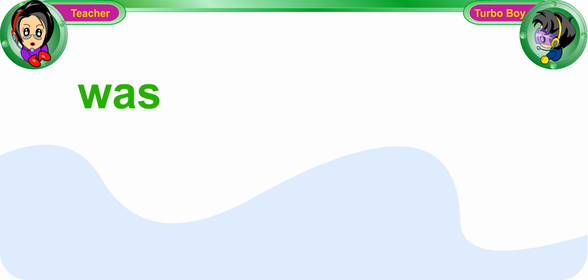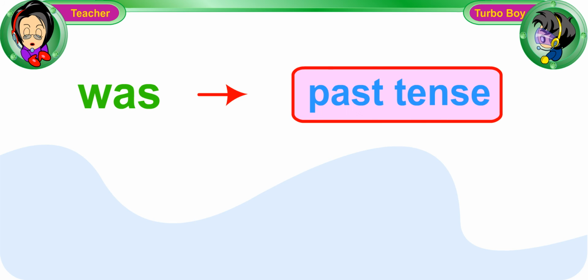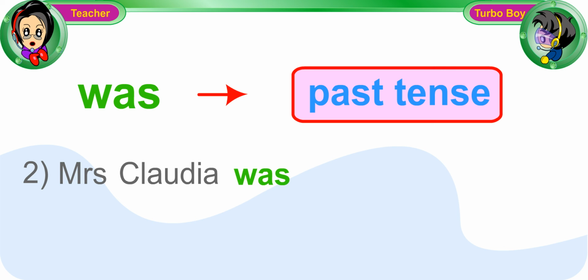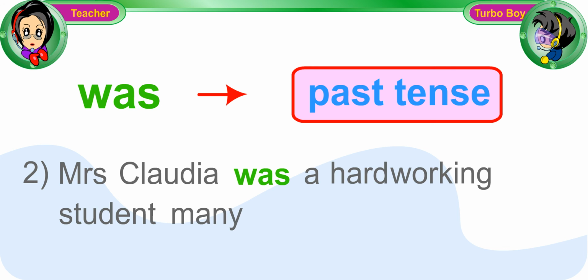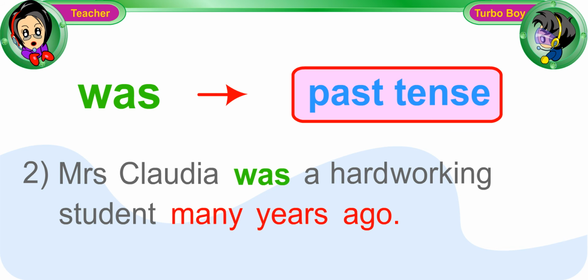Now, let's look at a sentence with the word was. The word was is the past tense be verb. In the sentence, Mrs. Claudia was a hard-working student many years ago. The words many years ago show us that the sentence is referring to the past. So we can only use the past tense be verb was.